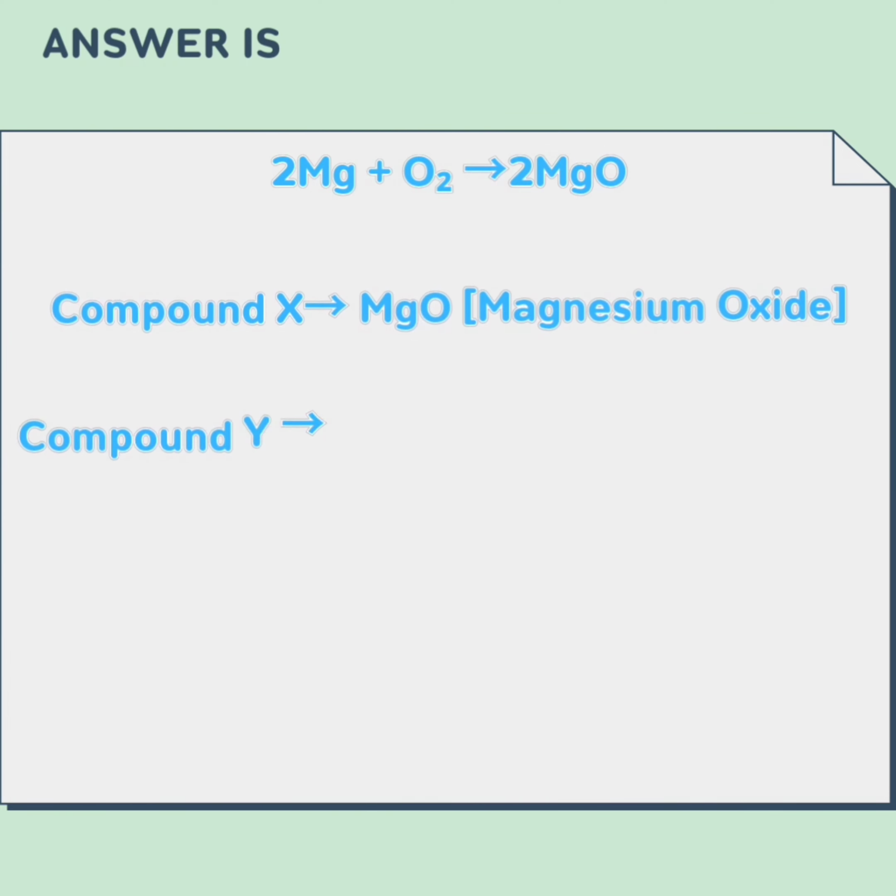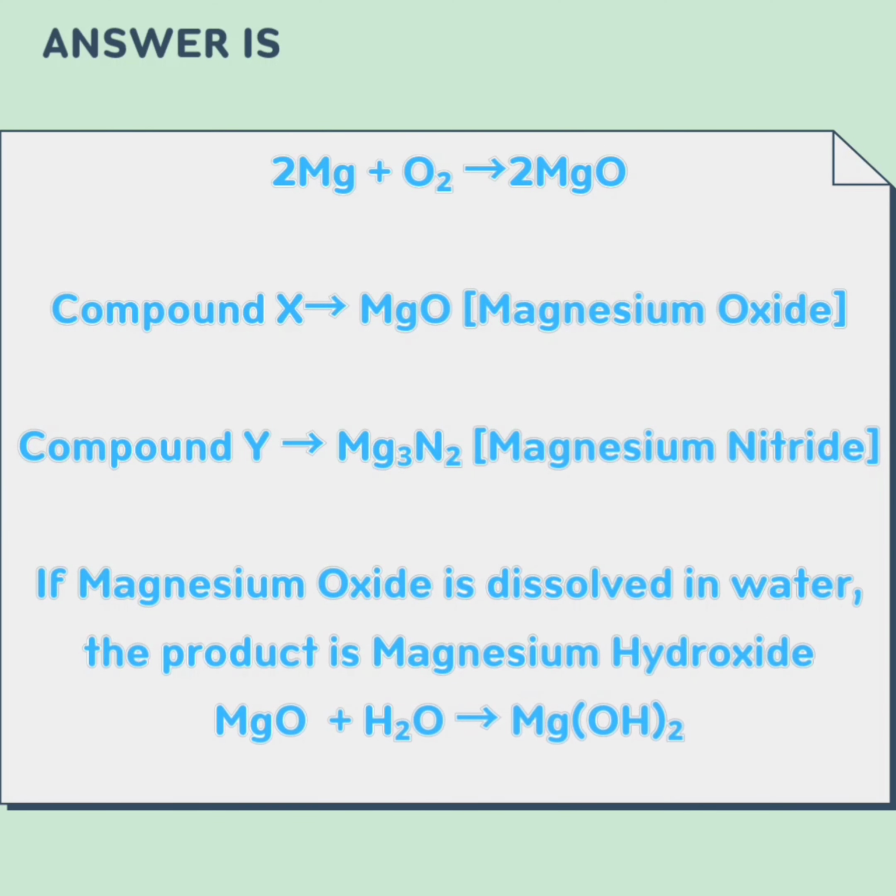Answer. Compound X is magnesium oxide. Compound Y is magnesium nitride. If magnesium oxide is dissolved in water, the product is magnesium hydroxide.